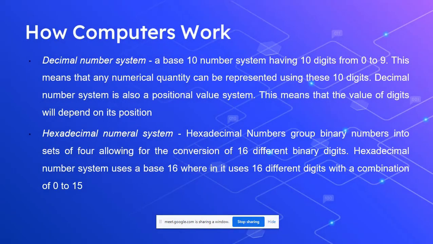So, next we have the decimal number system, a base 10 number system having digits from 0 to 9. So, 10 yung digits na meron. Combination ng mga digits from 0 to 9. Ito yung decimal number system. Kaya deci kasi 10. This means that the numerical quantity can be represented using these 10 digits. Decimal number system is also a positional value system. This means that the value of digits will depend on its position.